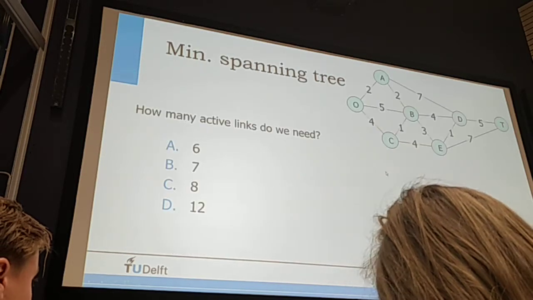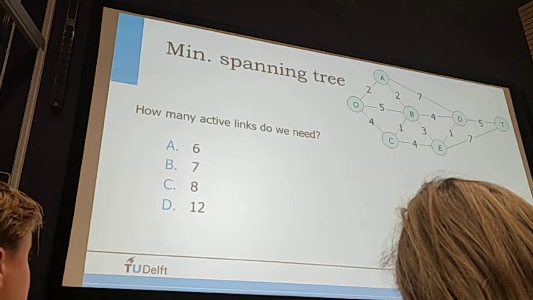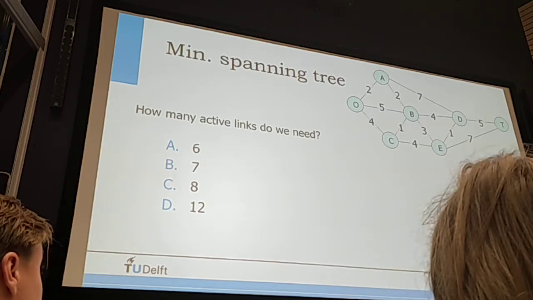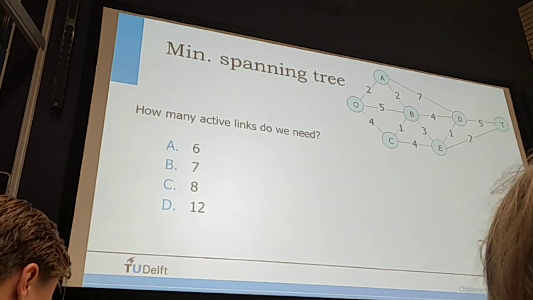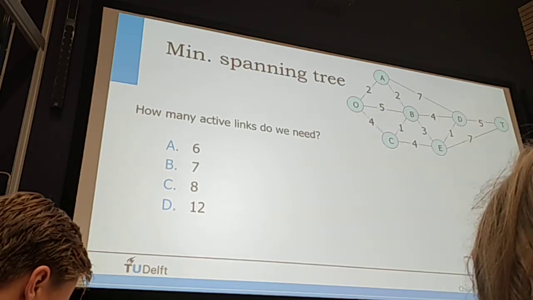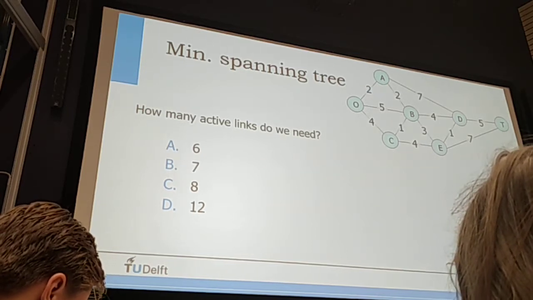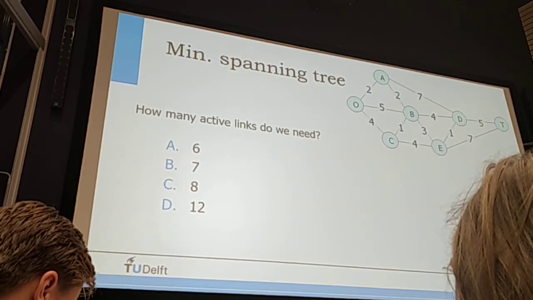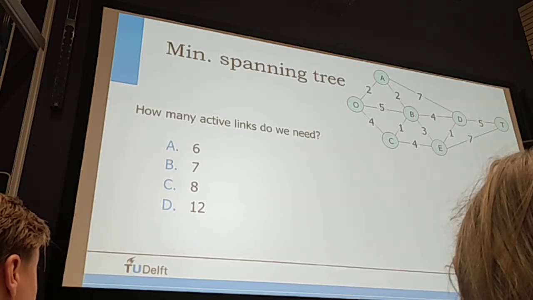Okay. So how do we solve? Well, how many active links do we need actually to create a spanning tree for this network? So we now have the basic set network. How many links need to be active to create a minimum spanning tree? So we want to basically connect each node to each other node through only one way.